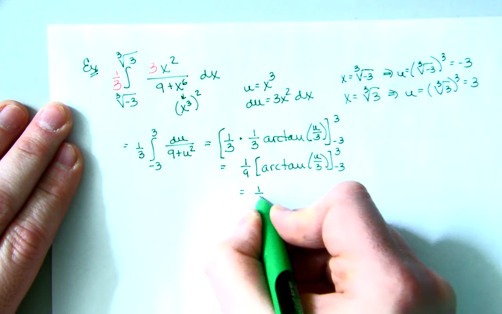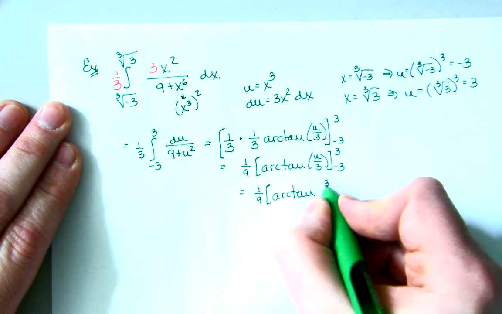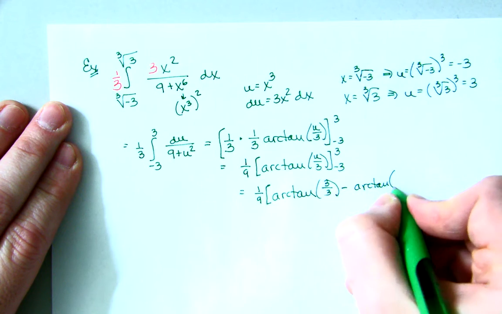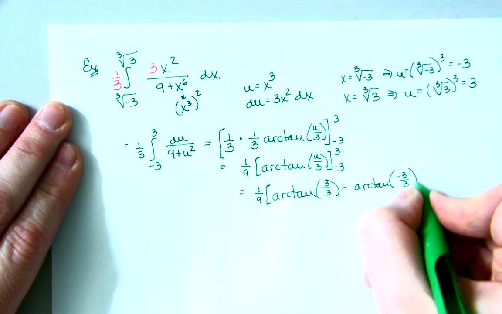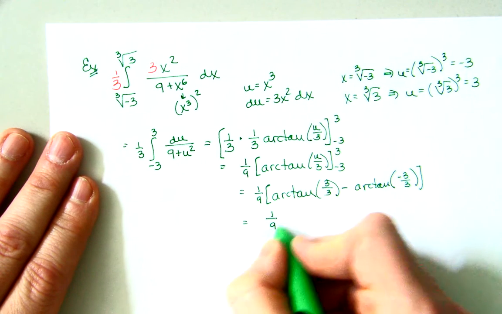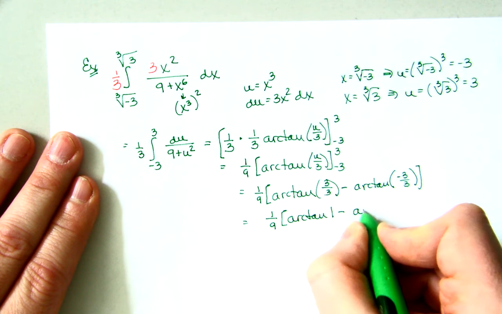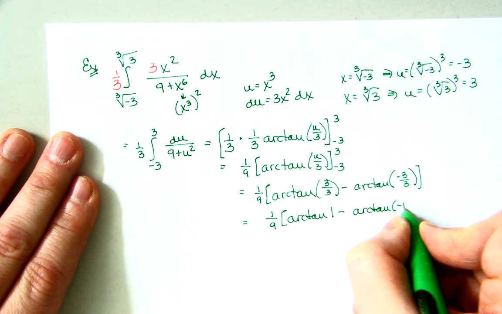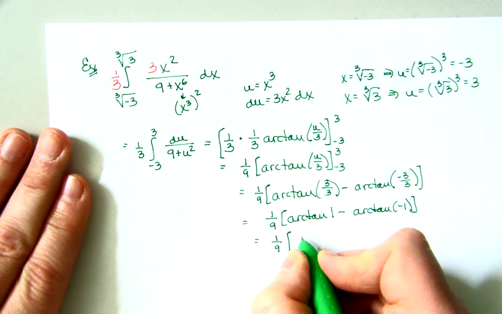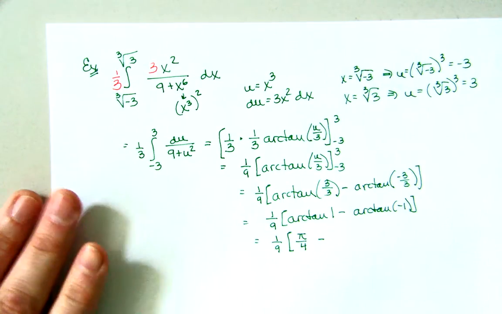I'm going to plug in my 3 minus, I'm going to plug in my negative 3. I've got the arctangent of 3/3 minus the arctangent of negative 3 over 3. I'm going to get 1/9 times, that's just the arctangent of 1 minus the arctangent of negative 1. Arctangent of 1, what angle has a tangent of 1? Where are the sine and cosine the same? Pi over 4.